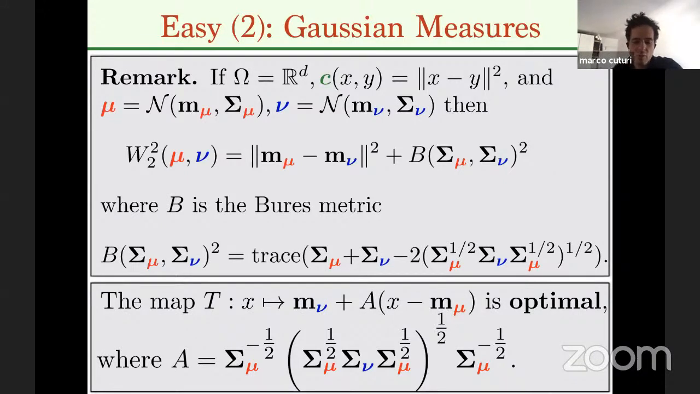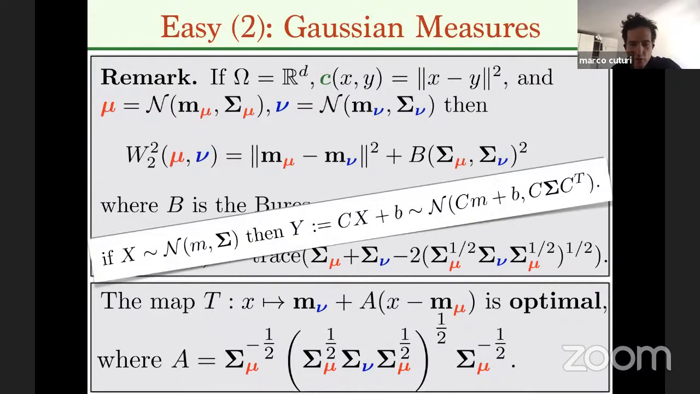And so why can I claim that this mapping is optimal? Well, the first thing you should notice is that if you have a random variable that is distributed according to a normal Gaussian distribution with mean m and covariance sigma, then if you just take a linear transform or an affine transform of this random variable, then you also get a Gaussian. And this is well known, of course. Basically, the mean is multiplied by C, and you add a B, and then the covariance is going to be impacted by multiplying by C on both sides.